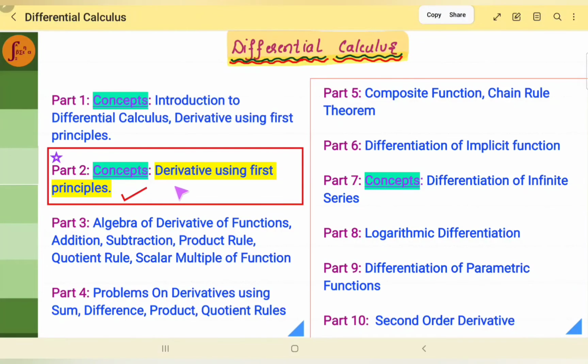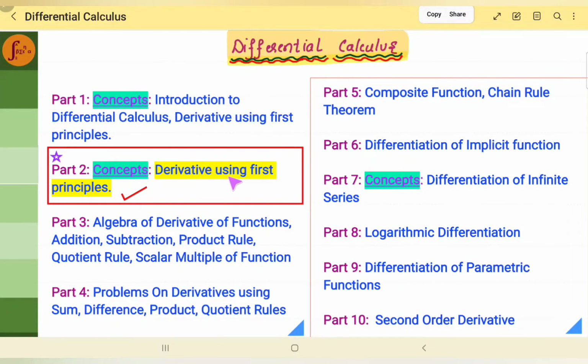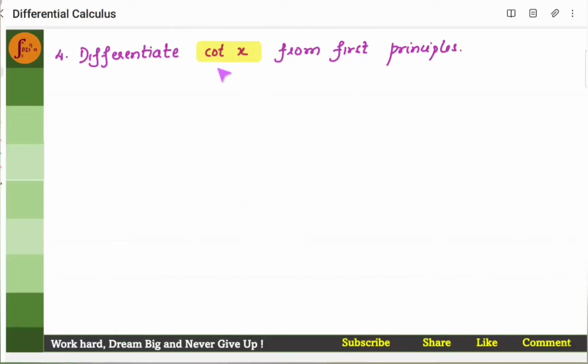Hi everyone. In this video we'll go through a few more examples and find the derivative of functions using first principles. Let's take this function cot x. We need to differentiate cot x using first principles. So what does this mean?